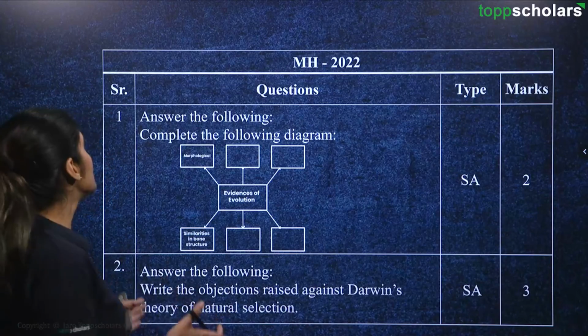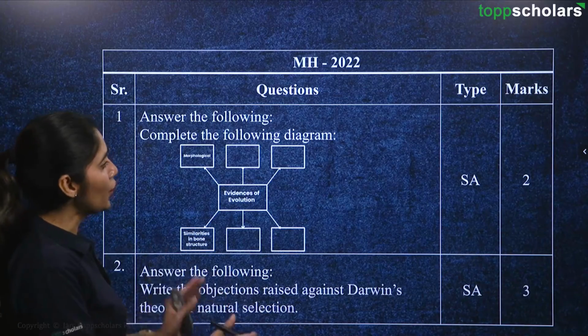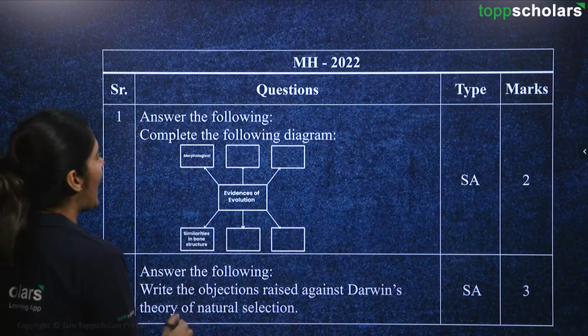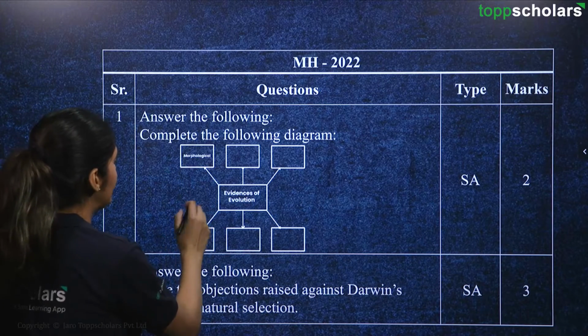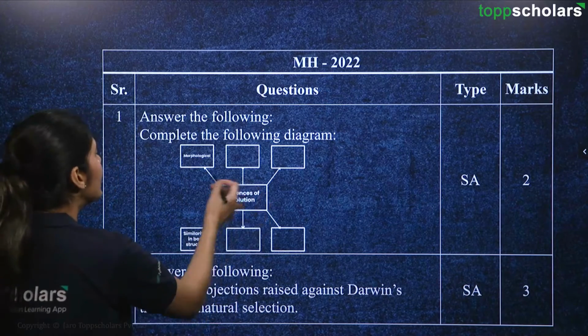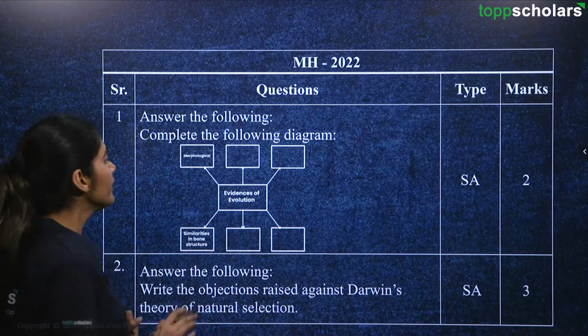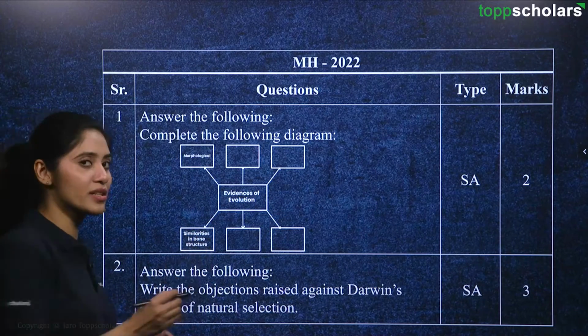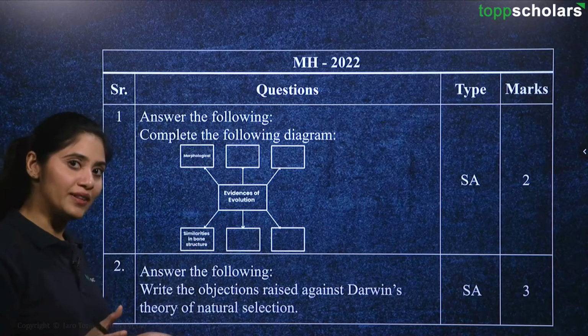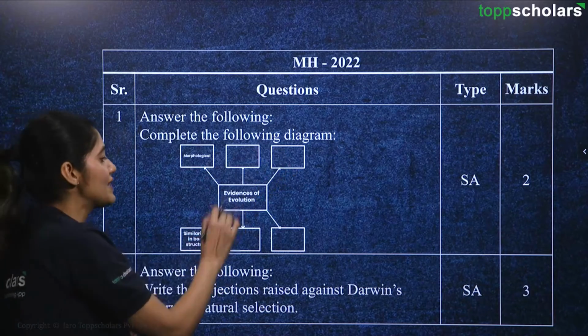So now let's move on to 2022. So here, complete the following diagram. Here we have morphological, and then similarities in bone structure. In the center there is evidence of evolution. The similarity in bone structure is what? It's anatomical evidence, right? Now what else would come here?